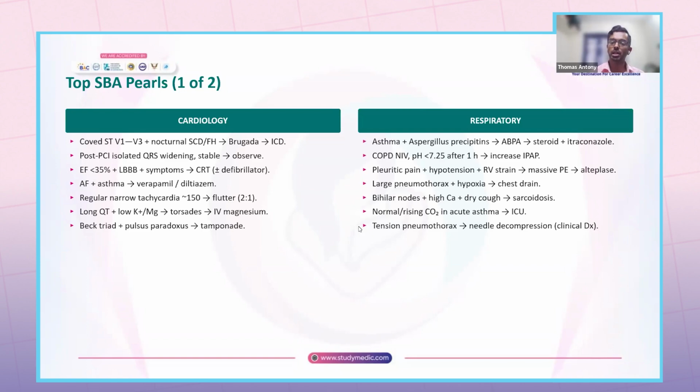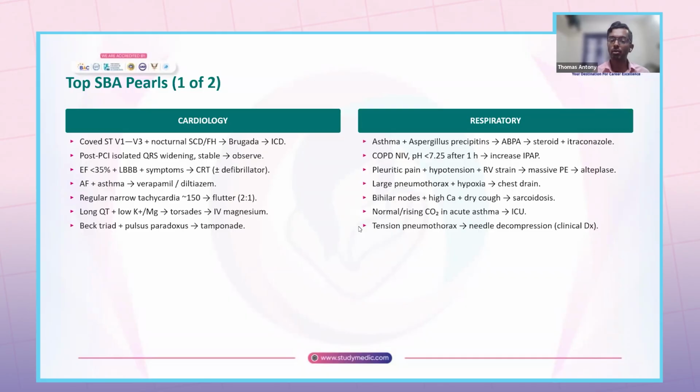Pleuritic chest pain, hypoxia, and so there is a correction here. If the patient is hemodynamically unstable, the RV strain is not included here. So if there is a hemodynamic instability, then you have to go for alteplase. So last, again, there is a correction here. Depending upon the symptoms, we have to go for chest drain. And the drainage of the pneumothorax, either by needle decompression or needle aspiration or chest drain, has nothing to do with the size of the pneumothorax.